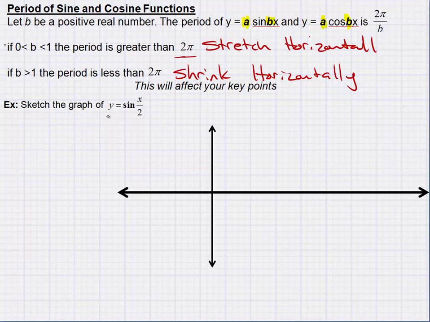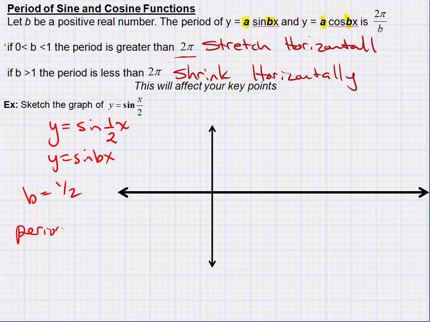Alright, so I want to draw the graph of y equals sine of x over 2. So if I'm going to draw this graph, in this case I can write this as y equals sine of 1/2 x. It's the same thing. Now, what this is looking like is y equals sine of bx, b being 1/2. So my new period is going to be 2 pi divided by 1/2, or 4 pi.